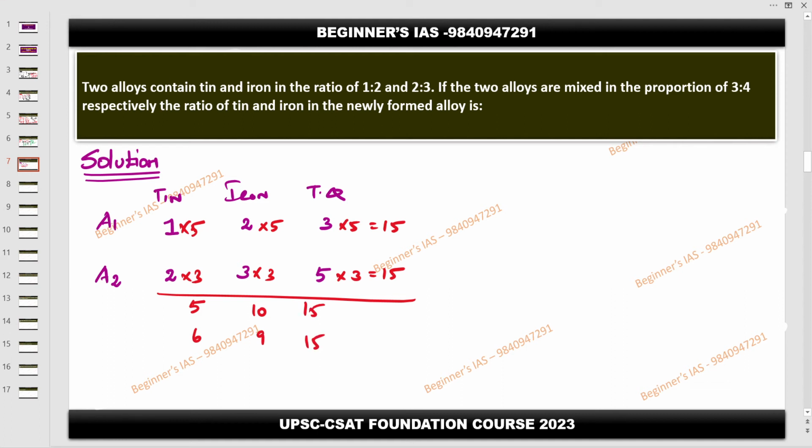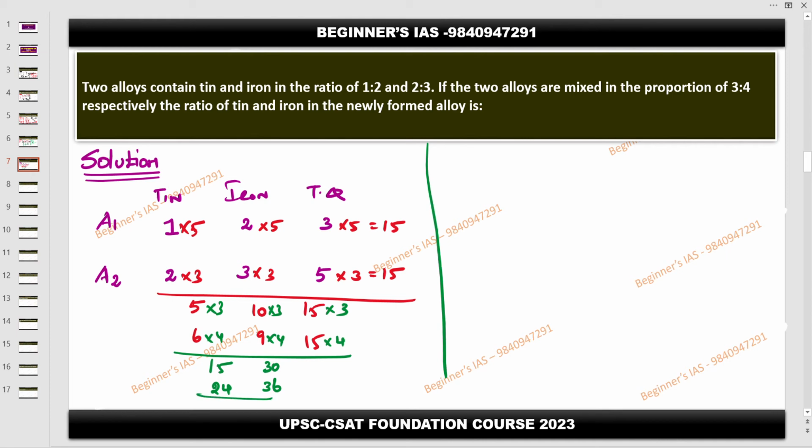Next thing is how much part you are taking. Here 3 part, 3 part. 4 part, 4 part. Then it will become 15, 24, 30, then 36. Add everything. So if you add, 30, 9, here 66.